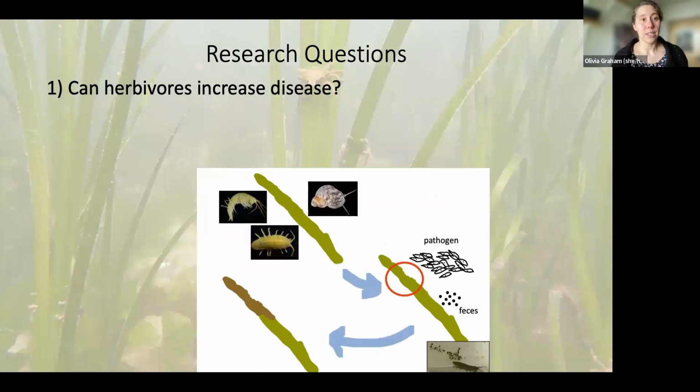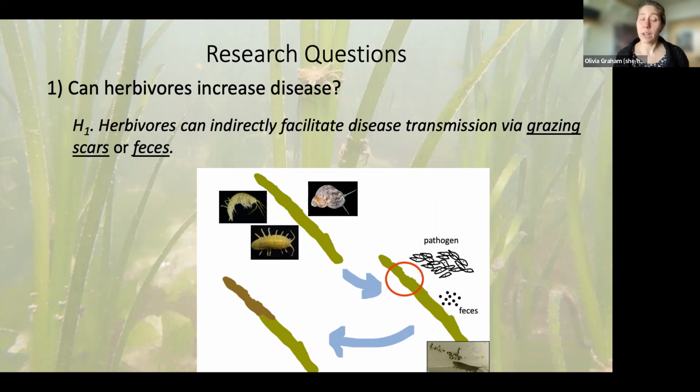For this project, we had several research questions, the first of which was, can herbivores increase disease? Here, I hypothesized that herbivores can indirectly facilitate disease transmission by either creating grazing scars through which the pathogen could enter and infect eelgrass, or through their feces, which could contain infectious pathogenic cells.